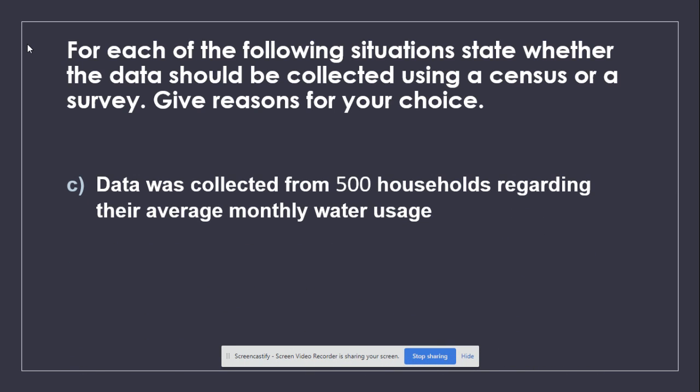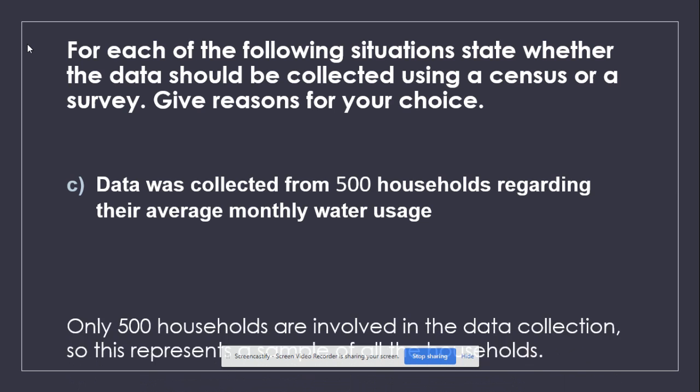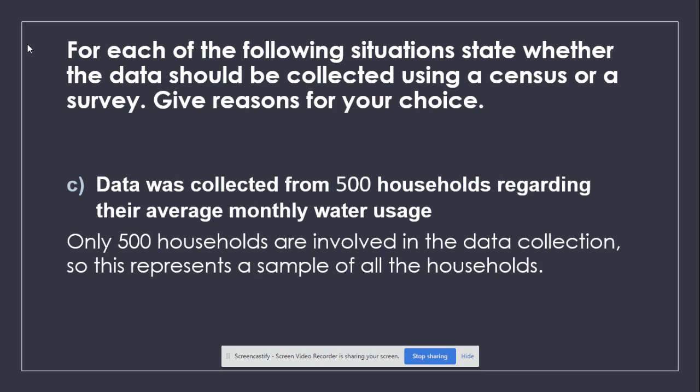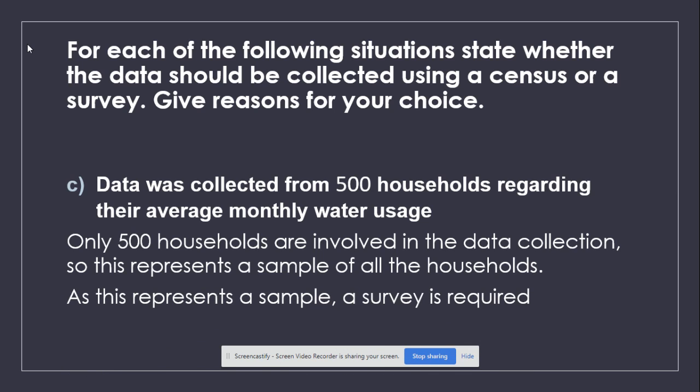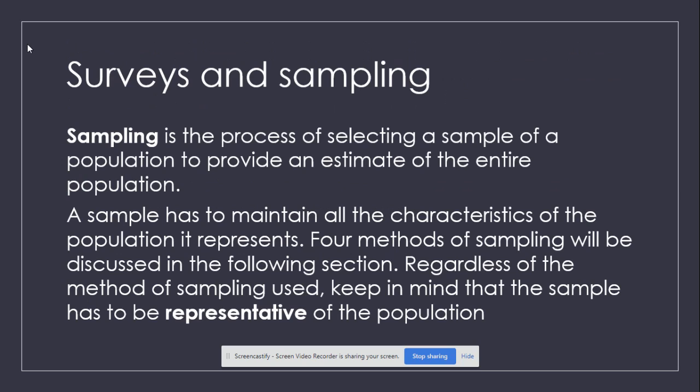C: Data was collected from 500 households regarding their average monthly water usage. Only 500 households are involved in the data collection. So this represents a sample of all the households. Here we go, and that would be a survey. Okay, we're going to stop there for now.